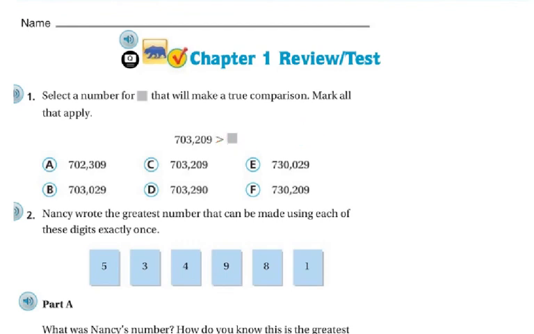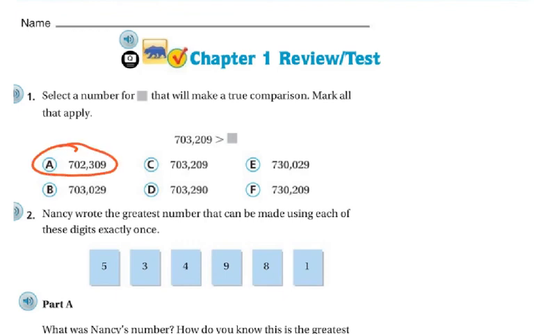So we're going to look at our place values. So first we're going to look, the 7 is the same here. Let me do my pointer finger. The 7's the same. The 0 is the same. And then this one is a 2 and that one is a 3. So yes, 2 is smaller than 3. So A is going to be one of my answers.